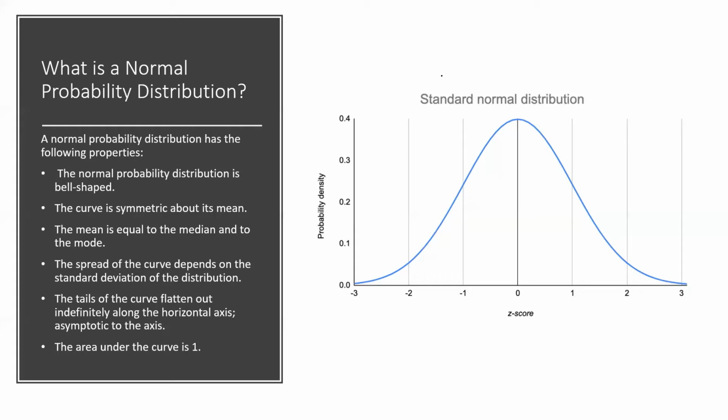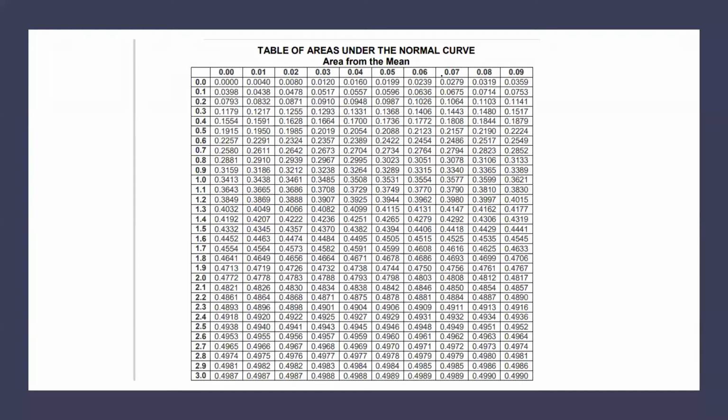the area under the curve is 1. So the content of the whole normal probability distribution must be 100%. So the area under the curve is based on the probability itself. Okay, so here is the z table that I can show right now.